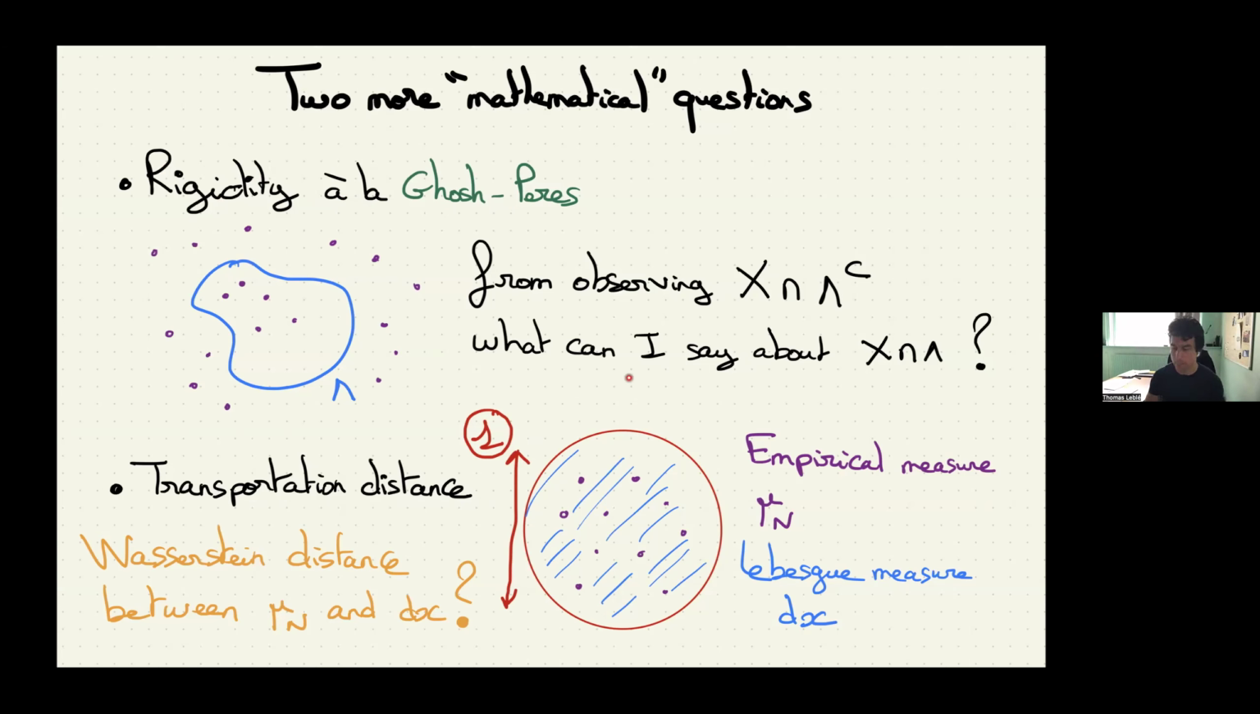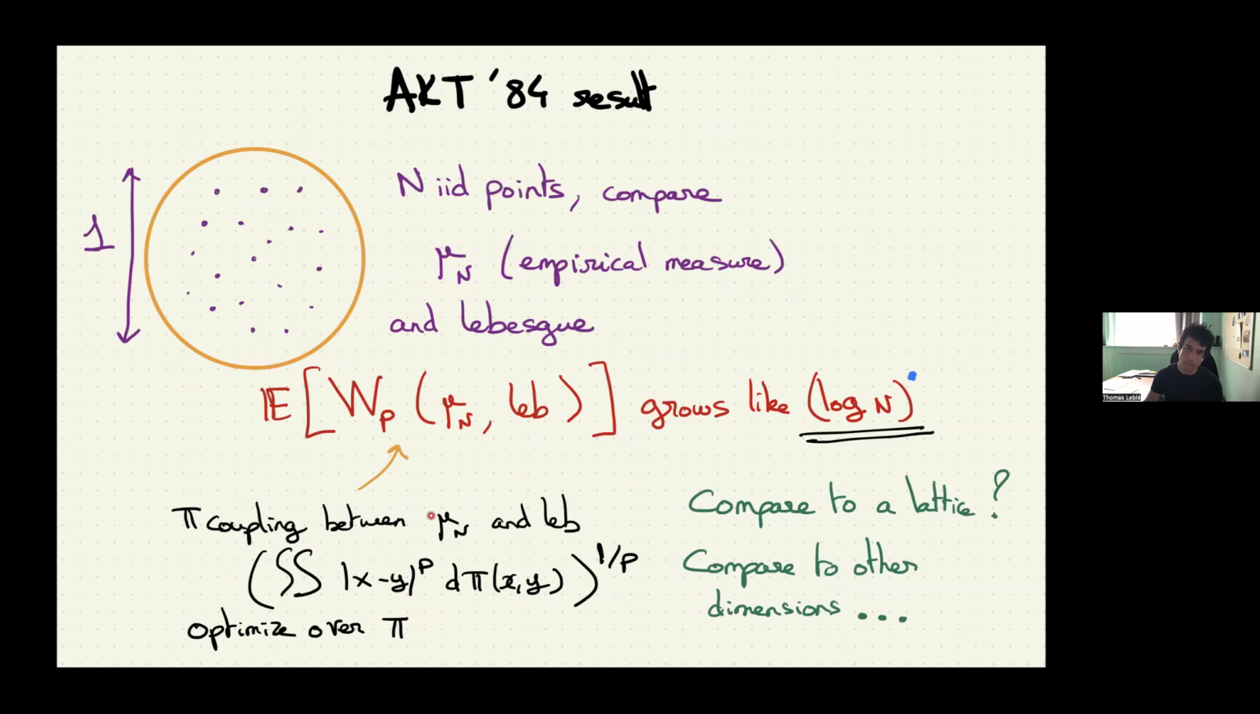And then let me briefly explain what I mean by this last question, the transportation distance. If you don't like this, just wait for 2 minutes and then I will go back to a different topic. The question is, can you evaluate the Wasserstein distance between your points and the Lebesgue measure? And the motivation for this question is the following. Here it's maybe not super smart: I'm scaling back everything to size 1 just for this slide.